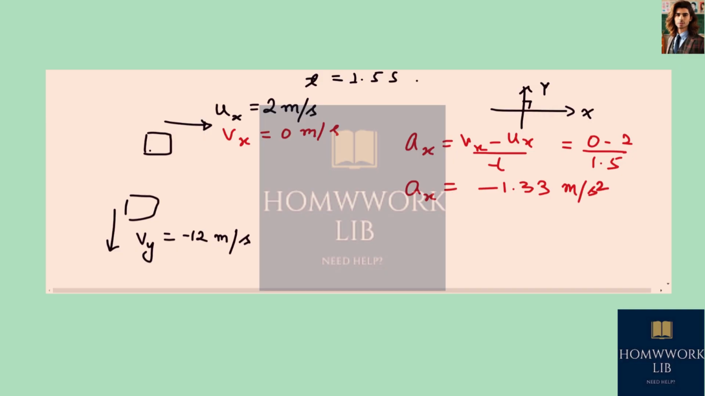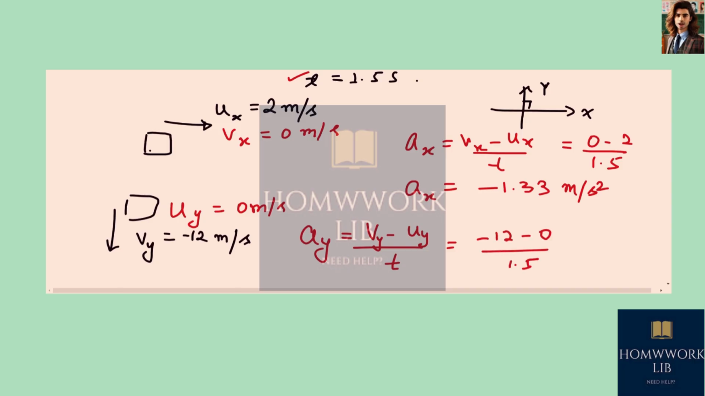Similarly, the initial velocity along y was 0, and finally it makes its final velocity minus 12, and this complete change is also in the time 1.5 seconds. So acceleration along y would be v along y minus u along y, that's final minus initial velocity, over the time period given here. So minus 12 minus 0 over 1.5. This comes out to be minus 8 meters per second square.